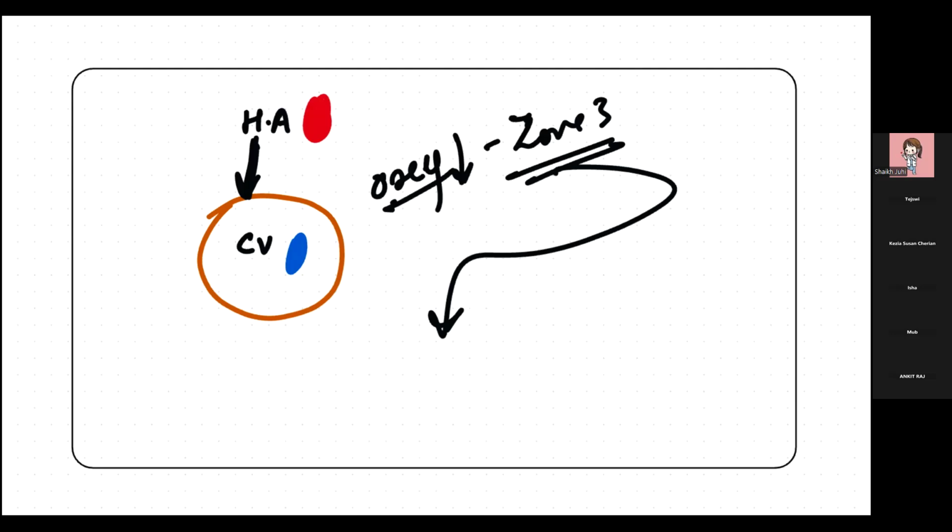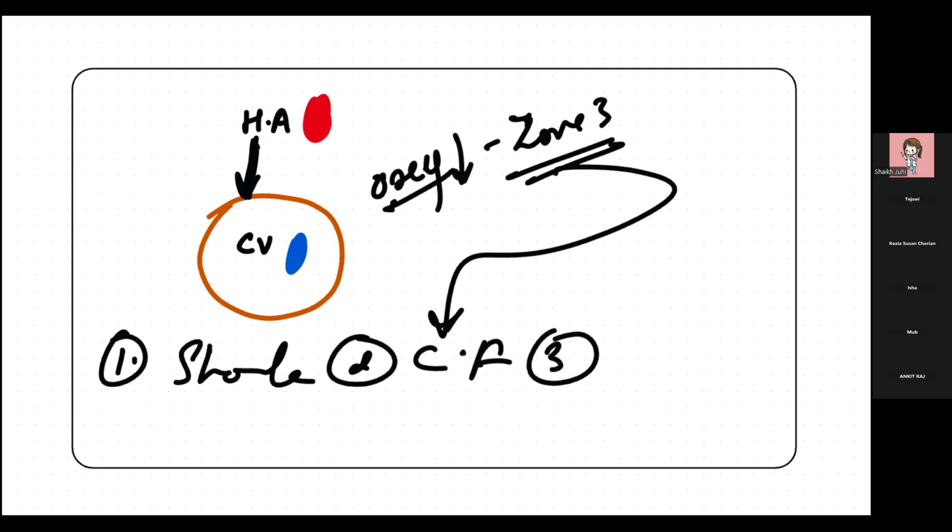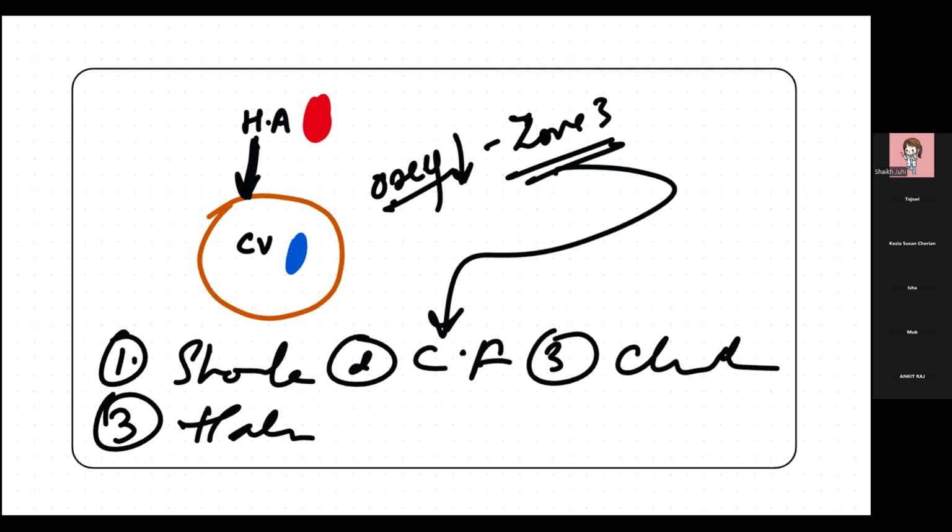Now, the diseases that will affect it are such as cardiac shock or cardiac failure, or it can be chloroform toxicity, or halothane, or any viral hepatitis. Okay, I hope that it's clear.